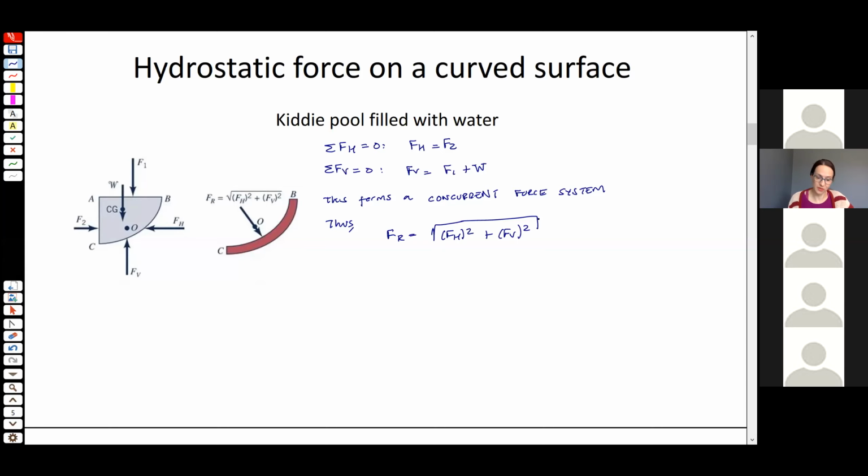This resultant force you can see over here on the right. We've just derived this expression here, and it passes through the point O. So we're halfway there. We've determined the magnitude of the resultant force on this curved surface. Now we need to figure out where it acts. Well, we can figure out where it acts by summing moments about some appropriate axis.